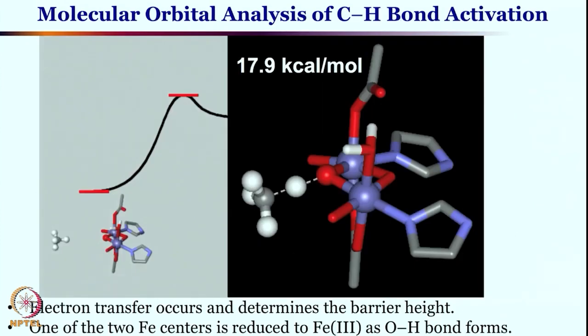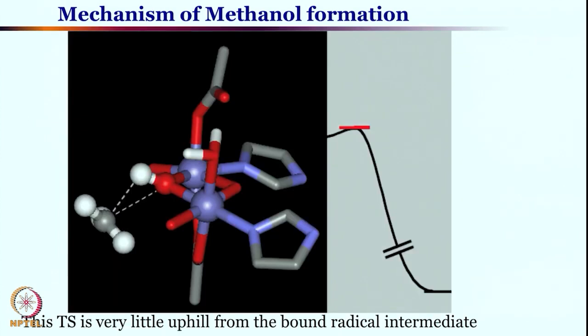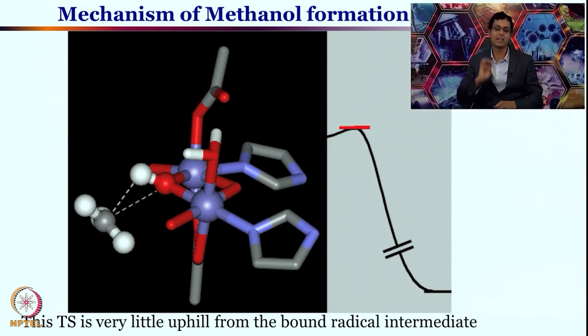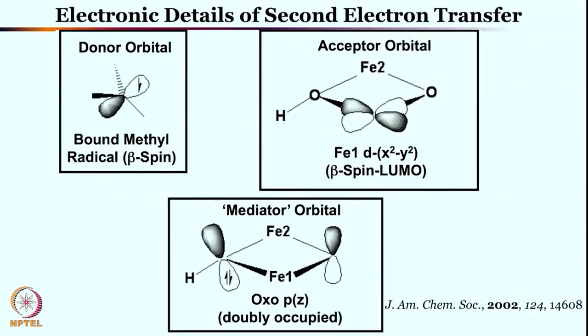Once again, this is the first CH breaking, OH bond formation transition state, which is the most demanding step. This transition state is not that demanding, it is rather easy to form, less energy demanding, where OH is rebounding with the CH3 radical. So this is of course the oxygen rebound or OH rebound step with the CH3 radical, but before that the rearrangement of electrons has to happen. Let us look at those rearrangements of electrons.